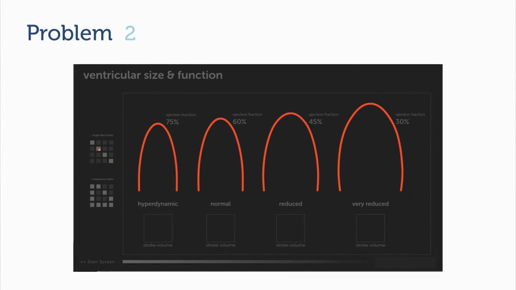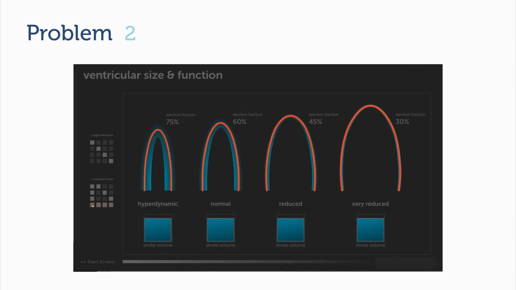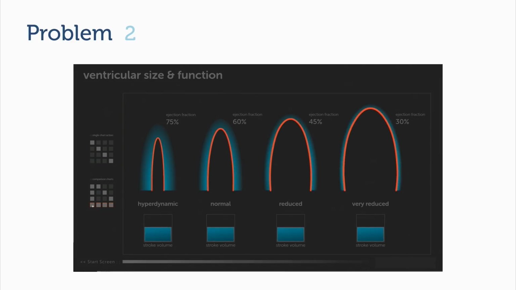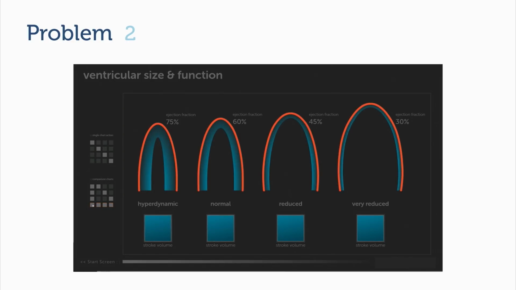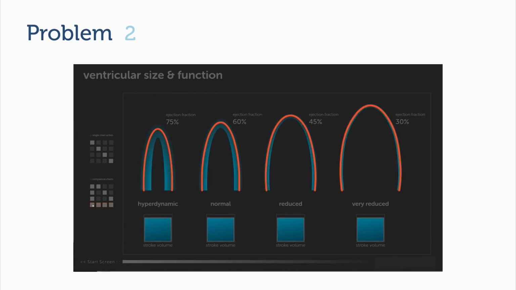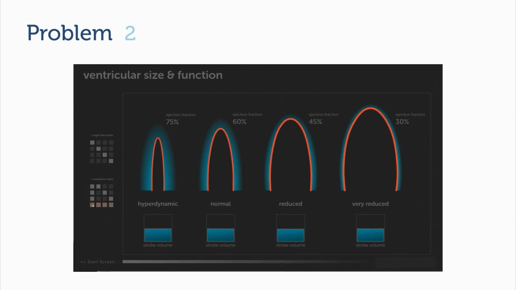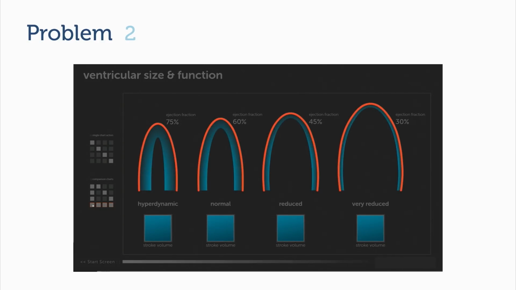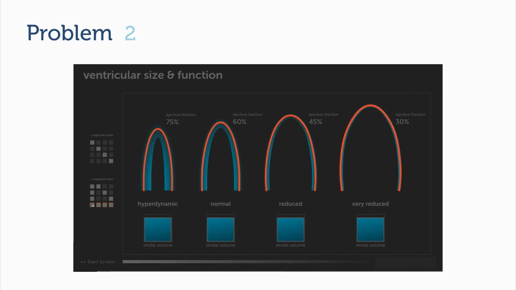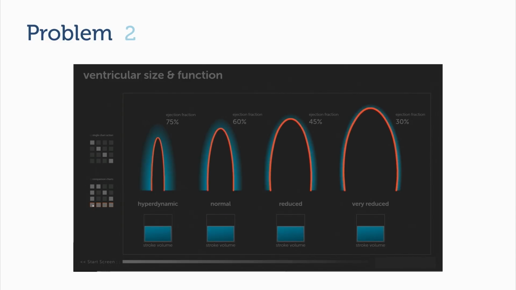Problem number 2. The size of the ventricle makes a huge difference with respect to ejection fraction. What I'm showing you here are 4 different ventricles with 4 different sizes, and all of them will be ejecting the same stroke volume. What you see is that each of these ventricles has to have a different ejection fraction to generate the same stroke volume. A small ventricle will be hyperdynamic, and a large ventricle will be very hypodynamic. This is the whole principle of compensation.